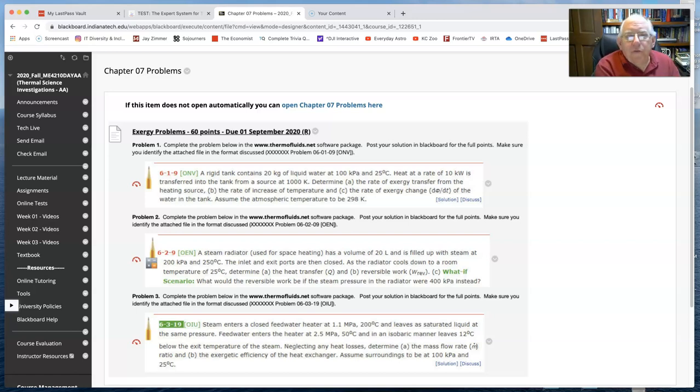And so we are told that this rigid tank receives heat at a given rate of 10 kilowatts, or 10 kilojoules per second. That's what's transferred into the tank, and it's transferred from a source temperature of 1000 Kelvin. We're to determine the rate of exergy transfer from the heating source, so that will just be exergy due to heat transfer. And while we're at it, we want to determine the rate of increase of temperature during the process.